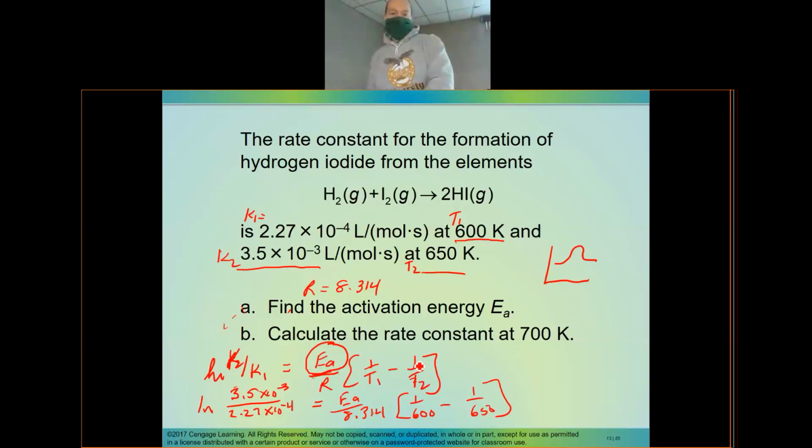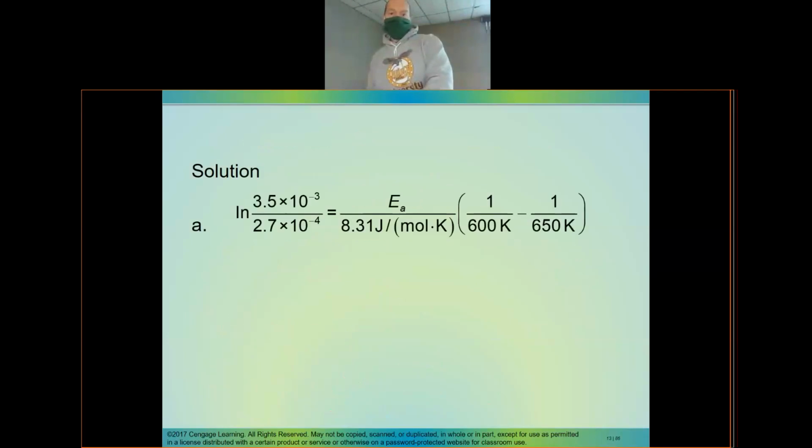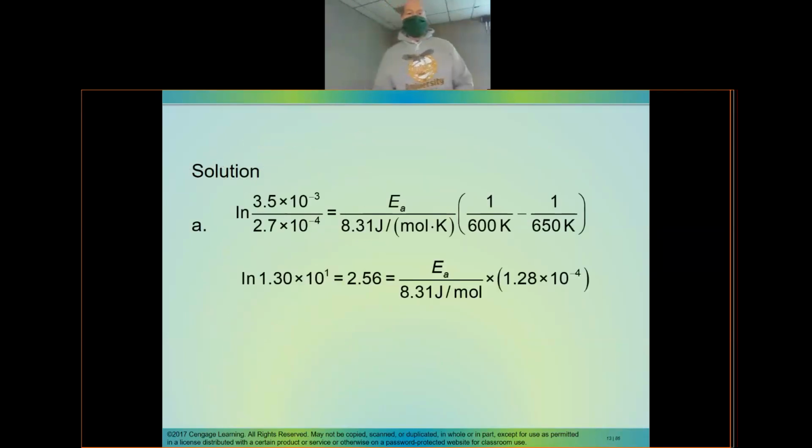All right, so let's see. All right, so then you do your division. When you divide those two numbers, you get your 1.3 times 10 to the first. When you push the ln of 1.3 times 10 to the first, you get 2.56. When you take your 1 over 600, subtract your 1 over 650, you get 1.28 times 10 to the minus 4. All right, and we are solving for energy of activation.